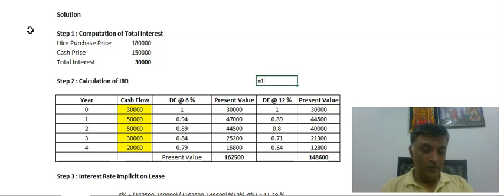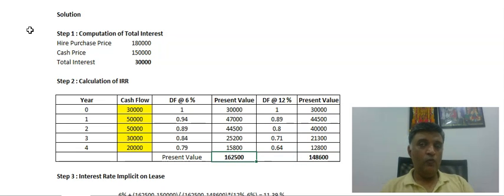Similarly here, 1 divided by 1.12, you'll have 0.89285743. We are rounding it off to 2 decimals, which is 0.89. So we will discount the cash flows using two discount rates, one at 6%, other at 12%, which will give us the present value. Once we get the present value, we do summation of that, you will find that the present value when discounting at 6% is 162,500 and the present value when discounting at 12% is 148,600.